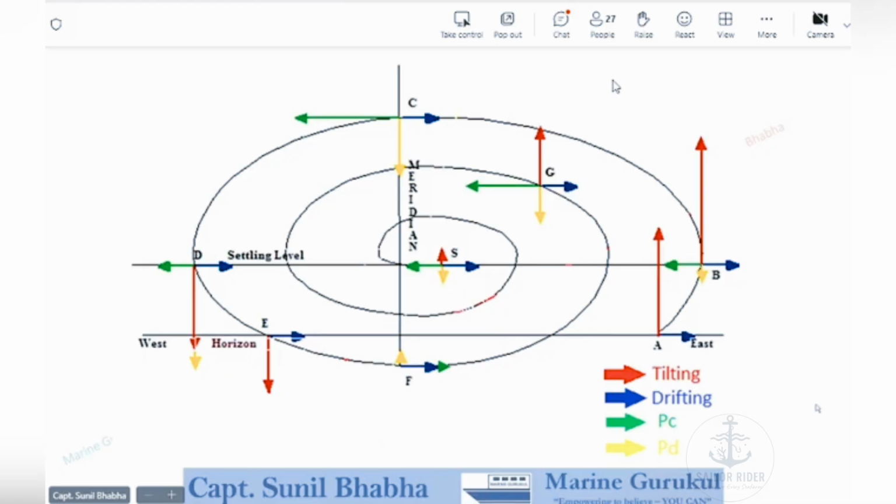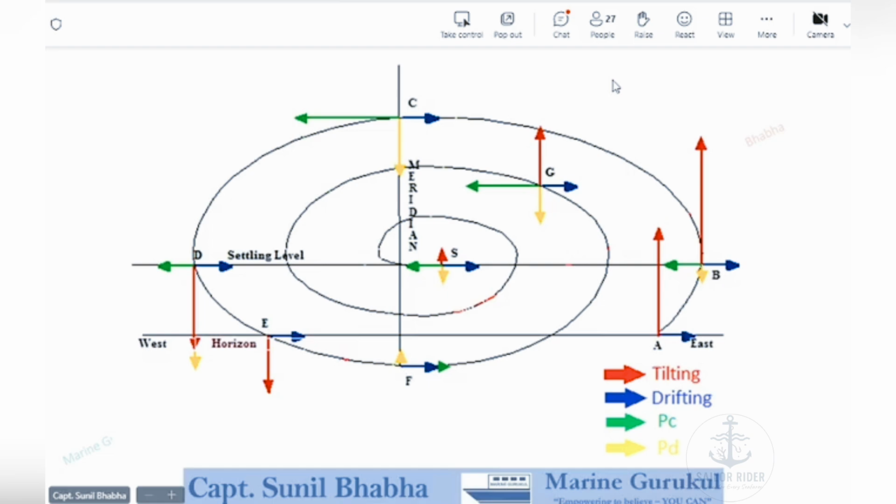Is that clear up to here, beta? Any doubts coming in? Sir, yeah, at F, can you explain this drifting and PC direction? Okay, at F beta, Foxtrot?